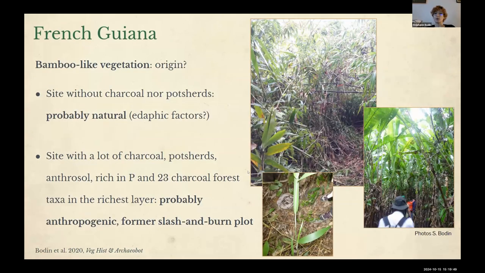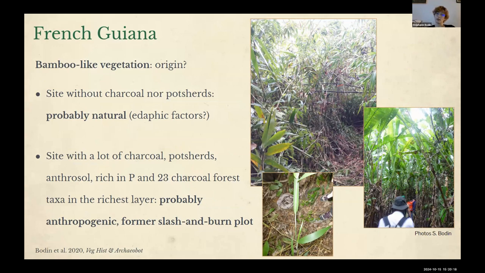And then what about the bamboo-like vegetation, the patches that we can find in French Guiana in many places? So here we studied two sites. One without any charcoal or potsherds. And so for this one, we suggested, okay, this is probably natural. Probably this bamboo-like vegetation developed because of edaphic factors. It was also on a steep slope, so probably it developed after a landslide.